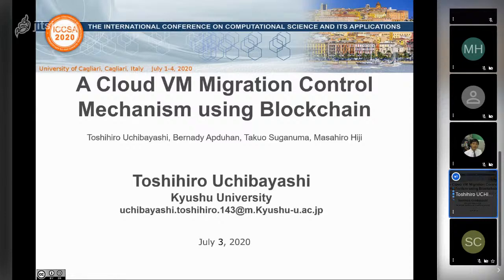Thank you, Chairperson. I'm Toshiro Uchibayashi from Kyushu University. Today, I'd like to talk about a cloud-based migration control mechanism using blockchain.